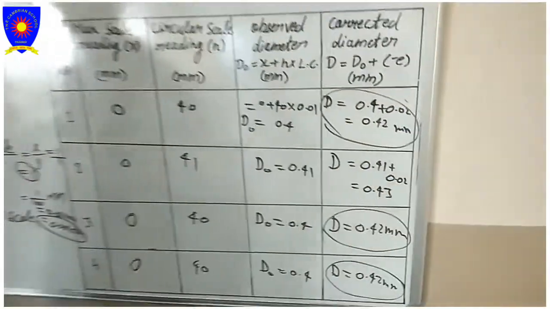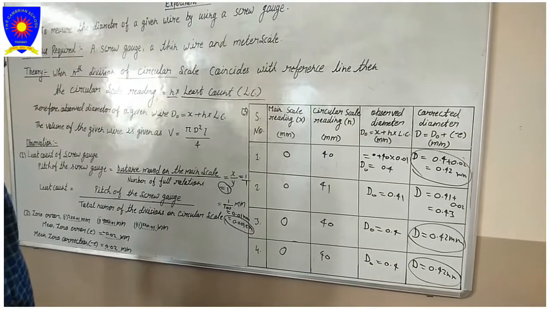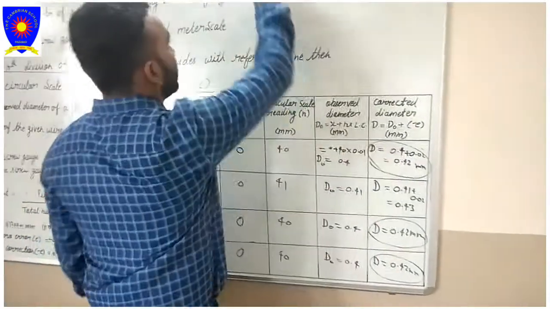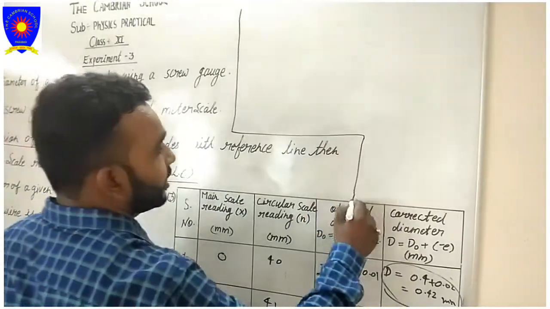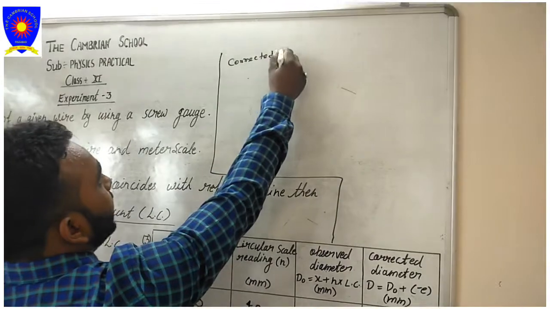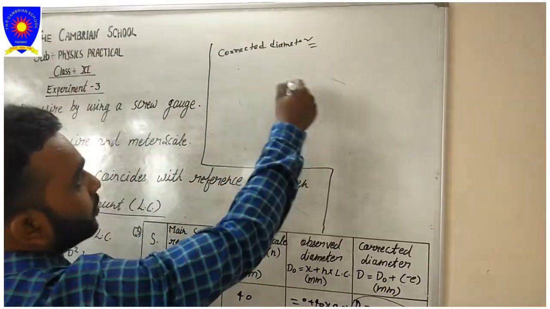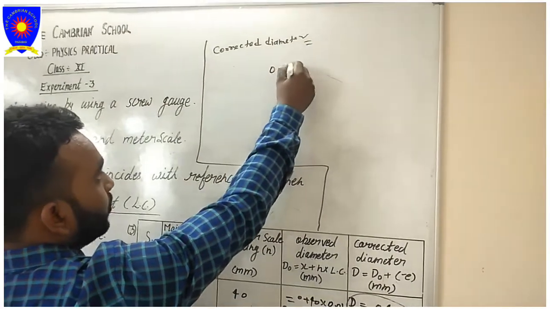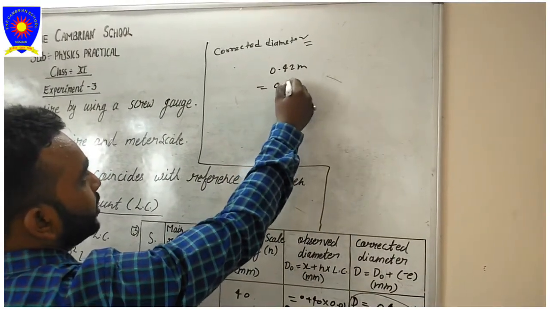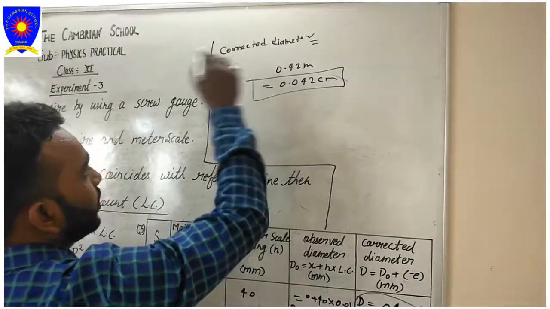It means that at the place of corrected diameter, we can write here corrected diameter is equal to 0.42 mm. After converting this into centimeter you will get 0.042 centimeter. So this is the diameter of the given wire.